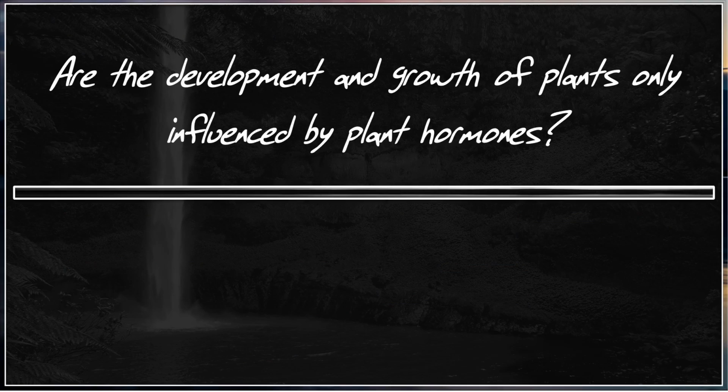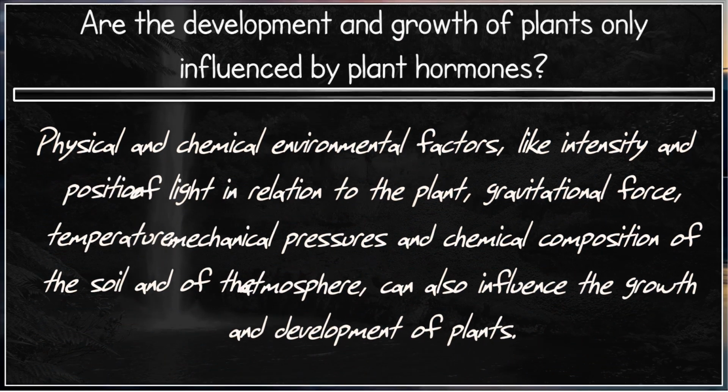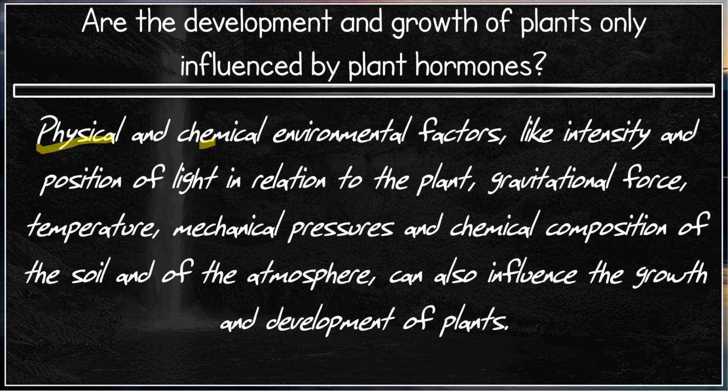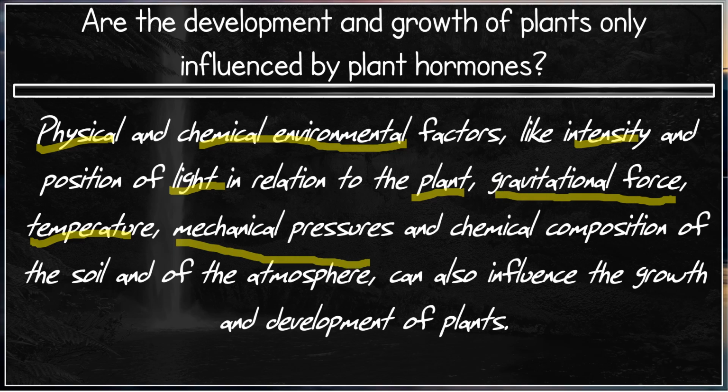Are the development and growth of plants only influenced by hormones? Physical and chemical environment factors like intensity and position of light in relation to the plant, gravitation forces, temperature, mechanical pressure, chemical composition of the soil and of the atmosphere can also influence the growth and development of the plant.